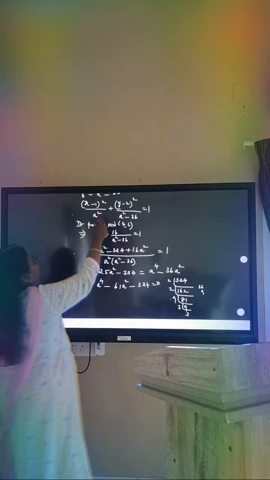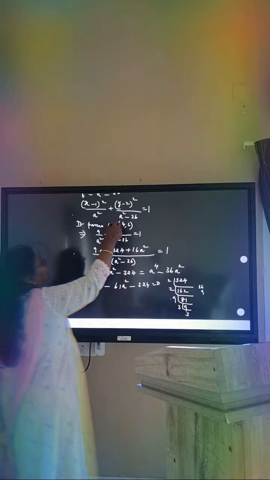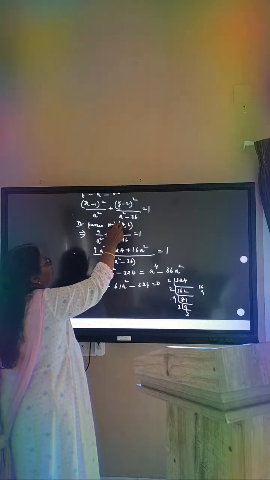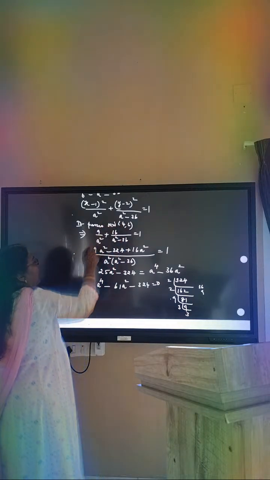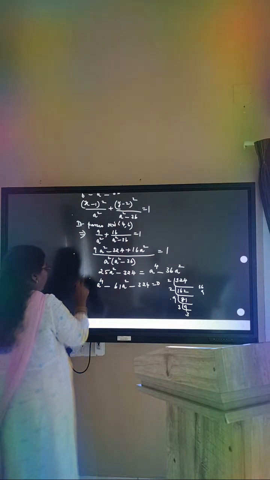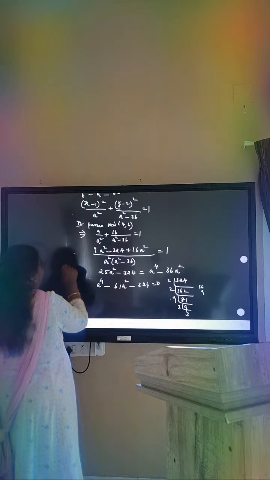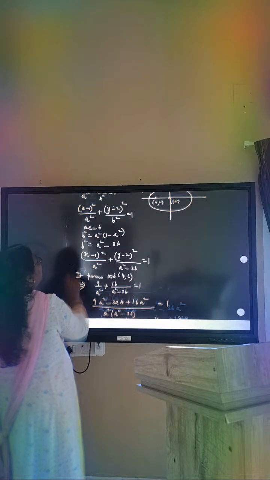Let me check this again. 4 minus 1 is 3, 3 squared is 9, 9 by a squared. Then you have 6 minus 2 is 4, 16, that divided by a squared minus 36. You may have a doubt whether this is a squared minus 36, so let me recheck once again.